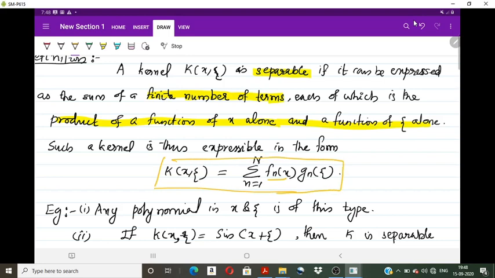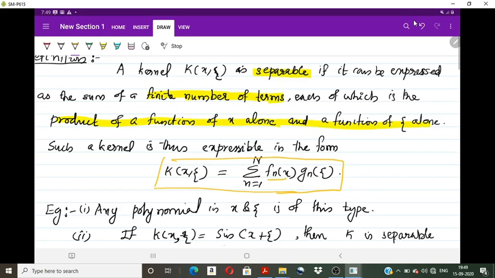For example, any polynomial in x and theta is of this type. Another example: if we consider k of x theta as sine of x plus theta, we may think that this is not separable, but we can write sine of x plus theta as the sum of products of a function of x alone and a function of theta alone.